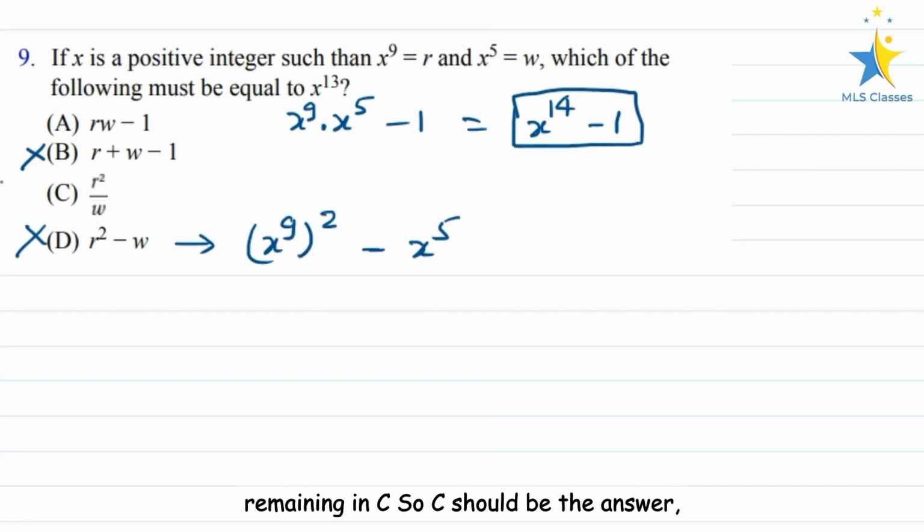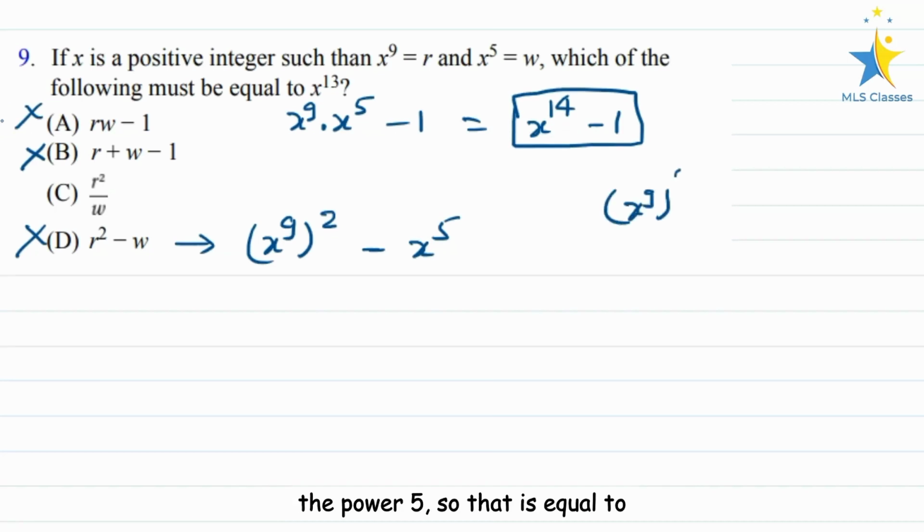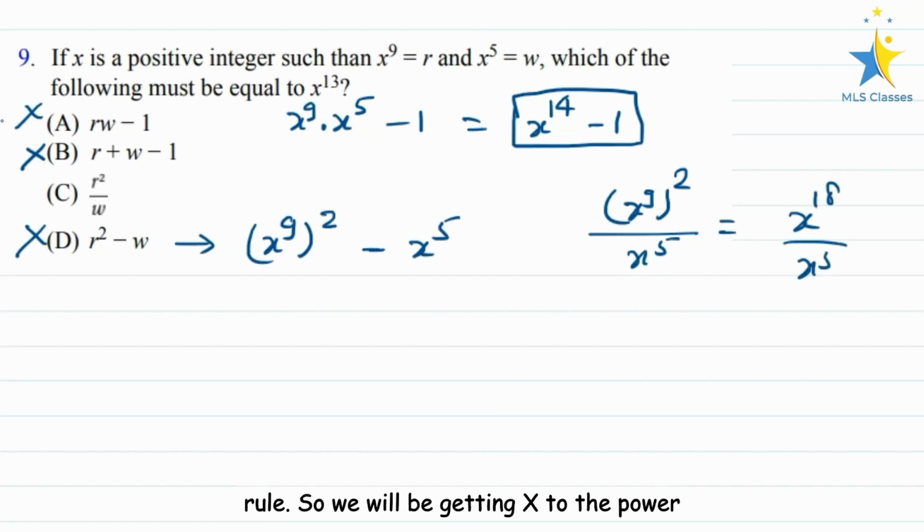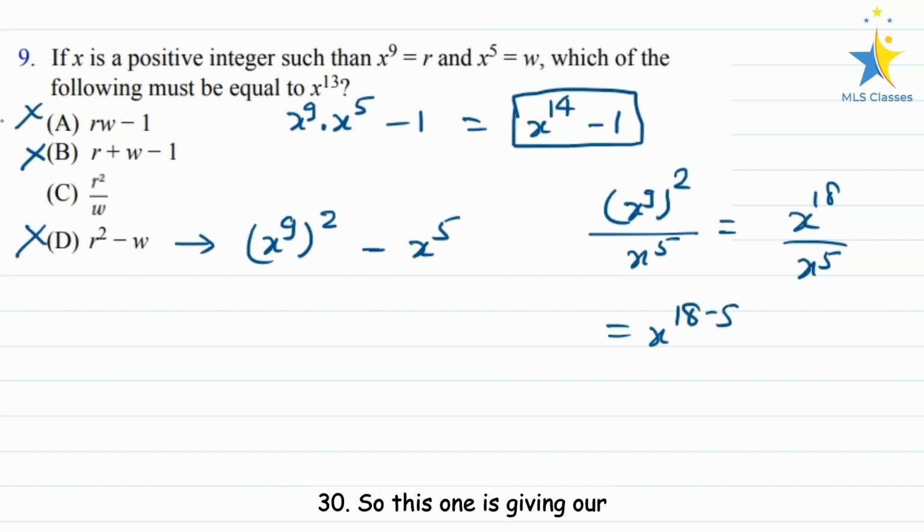Now remaining is C. So C should be the answer, but we will check once. So x to the power 9 to the power 2 divided by x to the power 5. So that is equal to x to the power 18 divided by x to the power 5. Again we will be using the rule. So we will be getting x to the power 18 minus 5, that is equal to x to the power 30. So this one is giving our answer. So it will be option C.